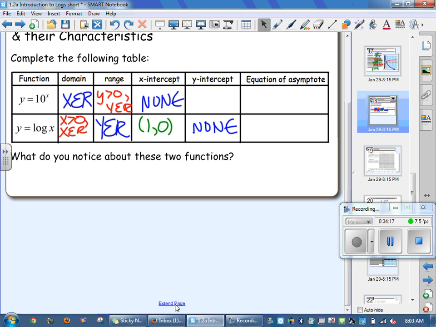Equation of the asymptote, again, these are opposites. So exponentially, we are going to have the x-axis, which is going to be our y equals 0 line. And then when we've got our log graph, it's going to be the y-axis, and that's going to be our x equals 0 line. Okay, so you're going to notice that these two functions are completely opposite. Another word for opposite we use is inverse.